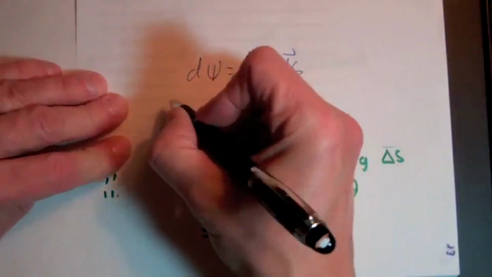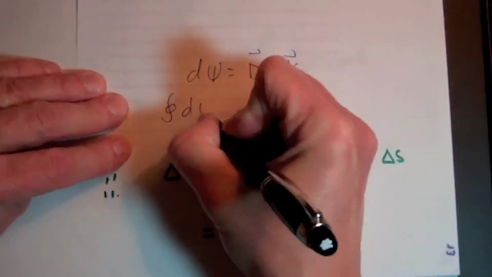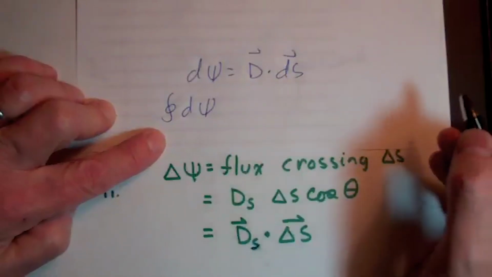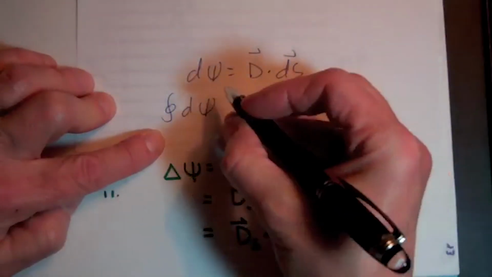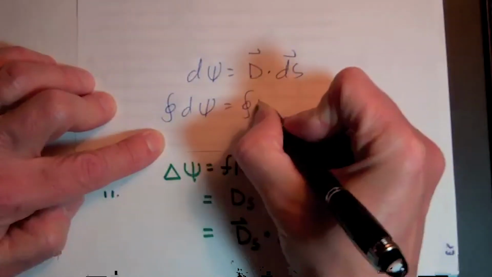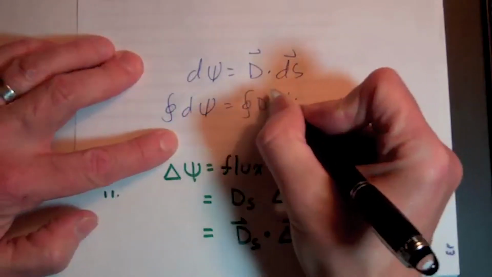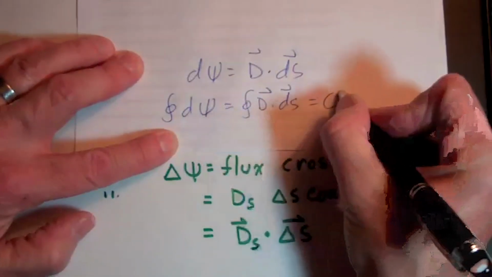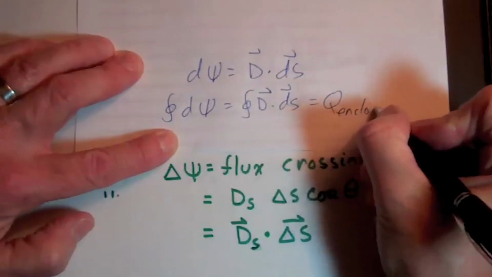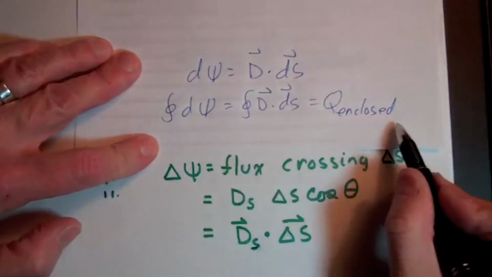Okay, so then if we integrate d psi over a closed surface, we get the flux coming out of our closed surface, and that's going to equal the charge enclosed. So there we have Gauss's law.